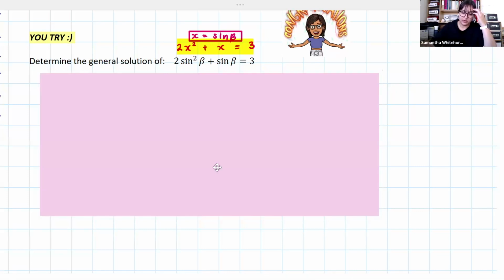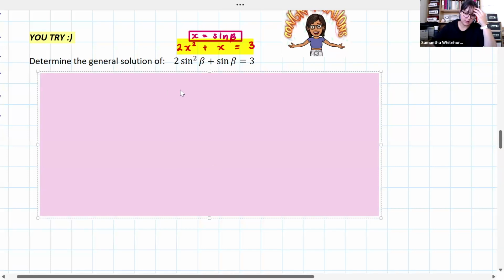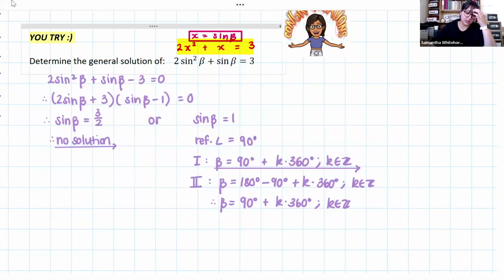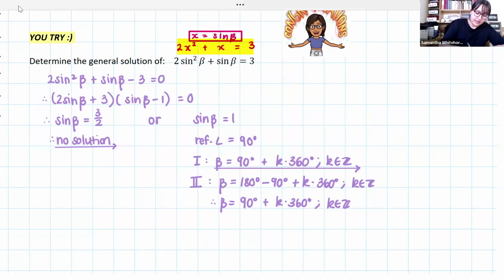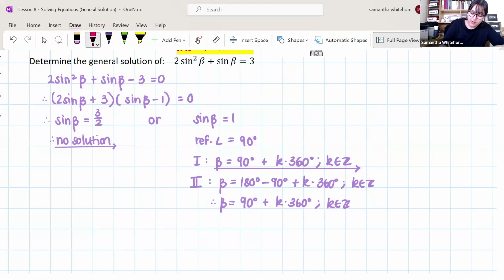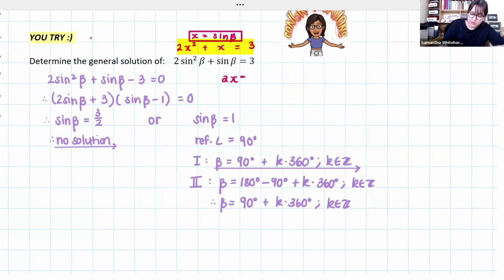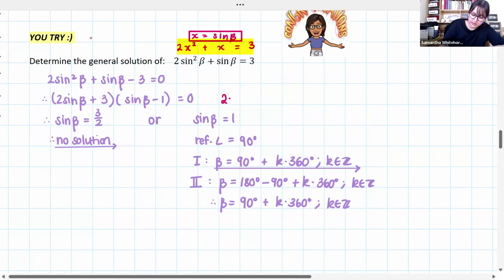Right, guys, let's have a look. This one is a little trickier in terms of the factorization, because you had to see the trinomial. Now I said earlier, if you feel more comfortable, envision this as 2x squared plus x equals 3.